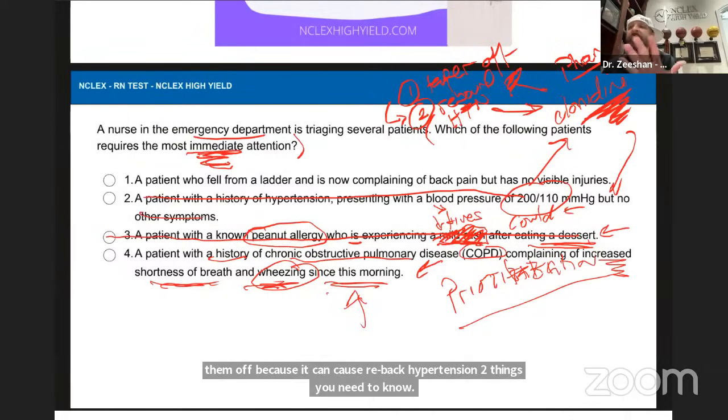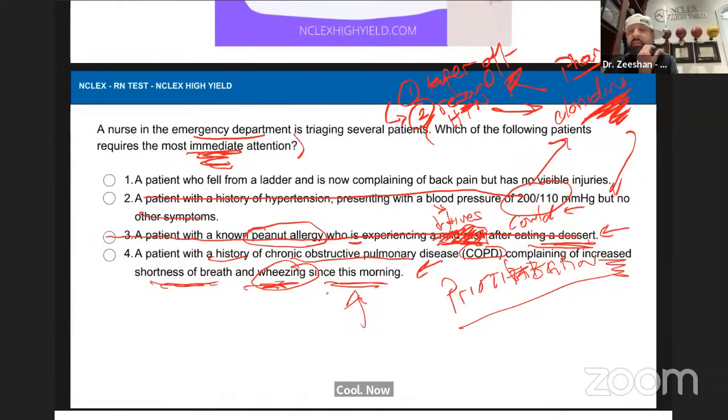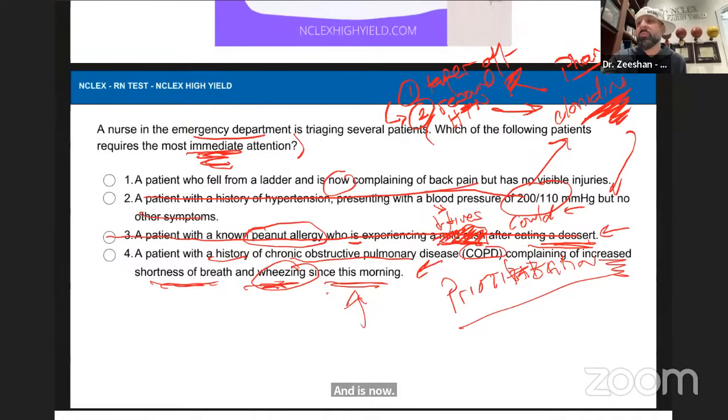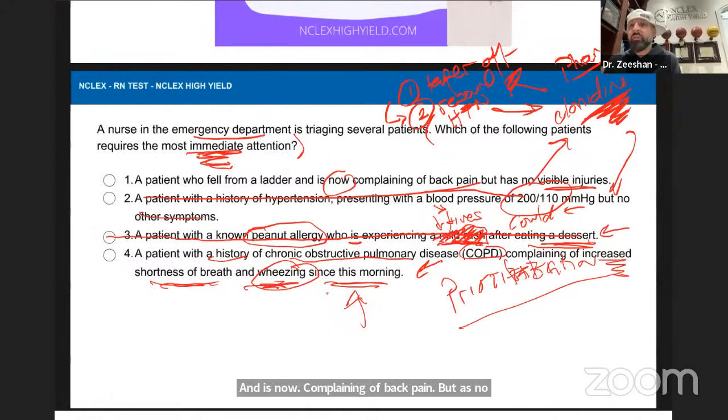Now I'm down to 50-50. On test day, I'm feeling good. I'm feeling really good. And I'm sitting there, I'm like, all right, cool. A patient who fell from a ladder and is now complaining of back pain, but has no visible injuries. Dude, they fell from a ladder. What if they're paralyzed? What if they have a spinal fracture? But Dr. Z, what if?